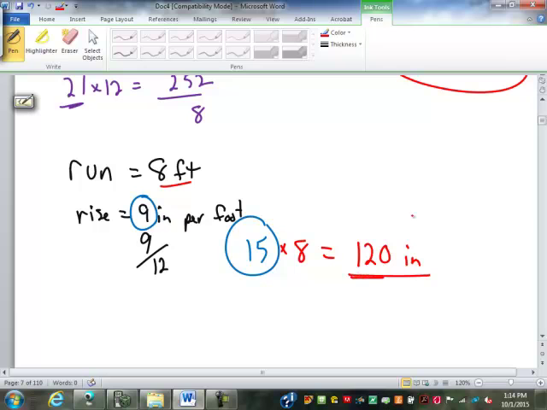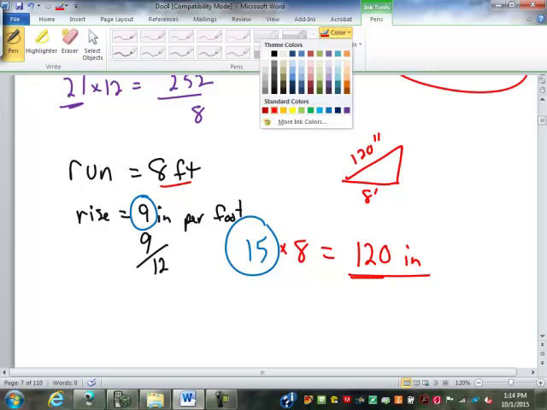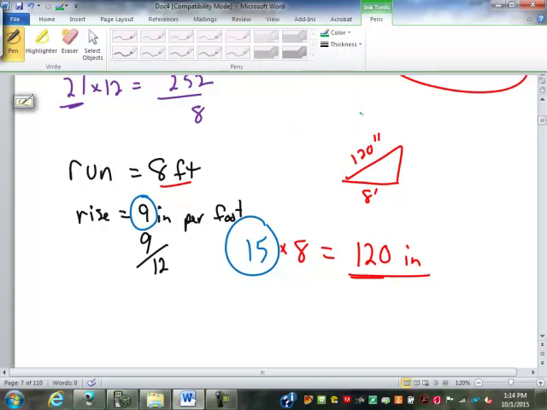So that's telling us that that common rafter, if this is 8 feet of run, is 120 inches of common rafter. But we don't want it left as 120 inches. We want to turn it into feet, inches, and eighths. Yeah, 120 divided by 12 is exactly 10 feet.